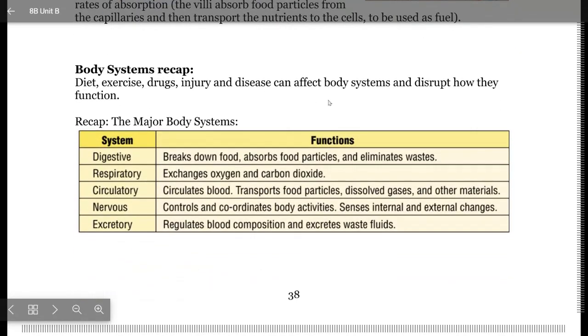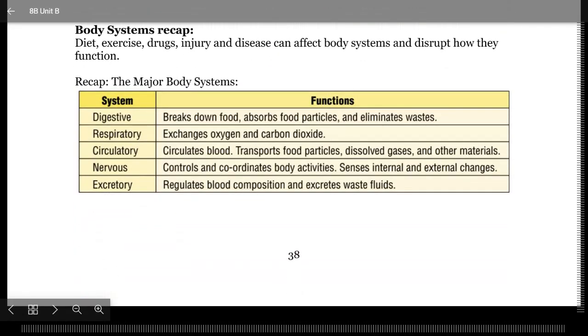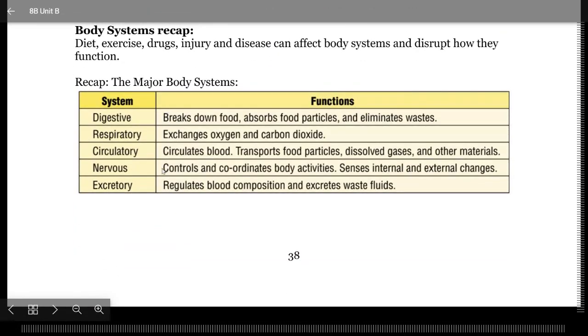Diet, exercise, drugs, injury, and disease can affect body systems and disrupt how they function. Now we're going to talk about their functions, like simplify. The digestive system breaks down food, absorbs food particles, and eliminates waste. Digestive system is absorbing the nutrients of food, breaking it down, and then eliminates the waste. Respiratory system is exchanging oxygen and carbon dioxide, which fuels the body. This is the energy of the cells that they need to function.